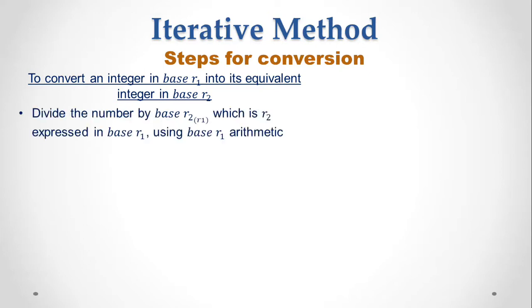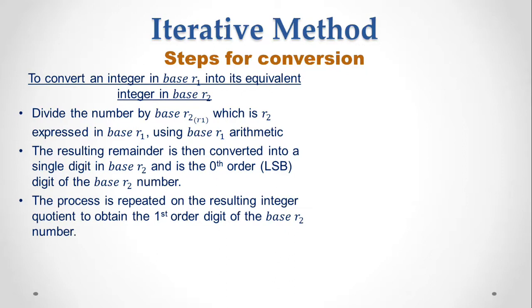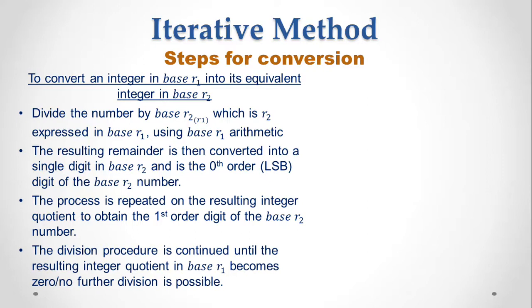First, divide the number by base R2, which is R2 expressed in the base R1 using base R1 arithmetic. The resulting remainder is then converted into a single digit in base R2 and it is the 0th order, that is the least significant digit of the base R2 number. The process is repeated on the resulting integer quotient to obtain the first order digit of the base R2 number. The division procedure is continued until the resulting integer quotient in base R1 becomes 0 or no further division is possible.